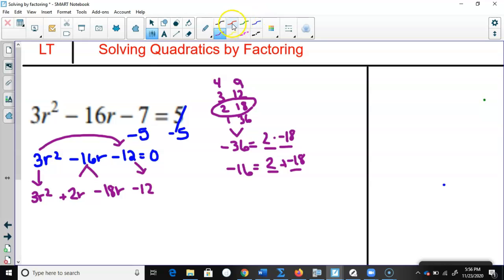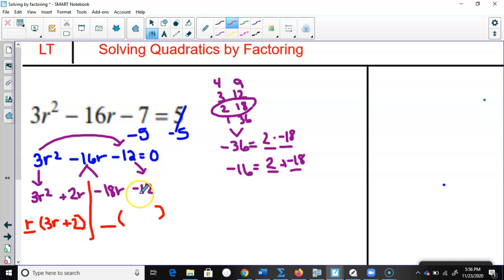Now I'm going to factor by grouping: 3r squared and 2r, and then negative 18r minus 12. For 3r squared and 2r, I have an r in common. Oops, sorry, my mouse is not working very well here. Okay, I'm left with 3r plus 2.